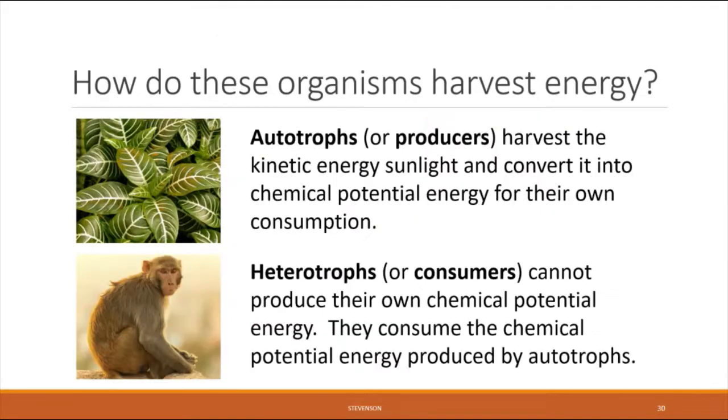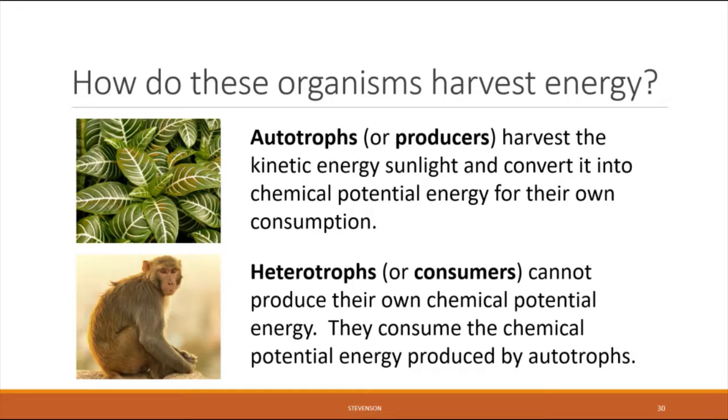There are two different classifications of organisms based upon how they harvest their energy. Plants are considered autotrophs, or in other words, producers. If you think about what the prefix auto means, it means self, and therefore autotroph means that the plant is capable of producing its own sugars, its own macromolecules. And it does this by harvesting the kinetic energy of sunlight and converting it into chemical potential energy for themselves.